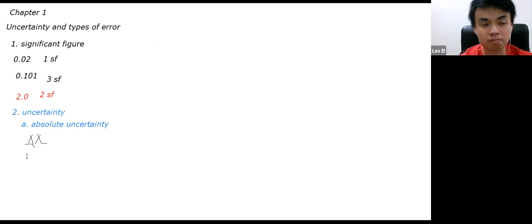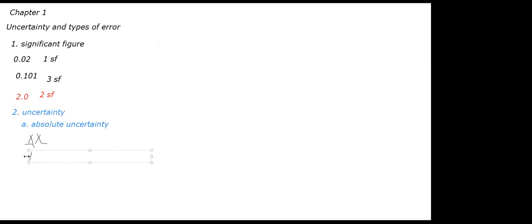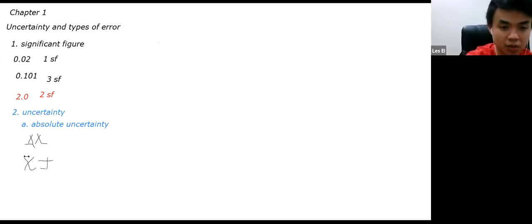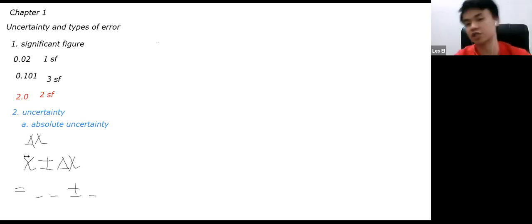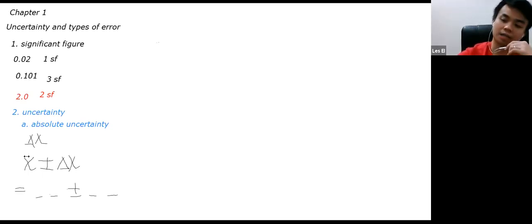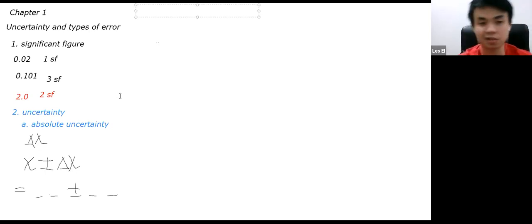So, okay, I'll show you an example first. Usually in physics or chemistry, when you write your report, you have to write x plus minus the change of x. That is not the change actually, that is the absolute uncertainty. So x is the measurement that you are checking, and triangle x is the absolute uncertainty of your measurement. Before we discuss how we get the change of x, I want to discuss the rule in writing this first.